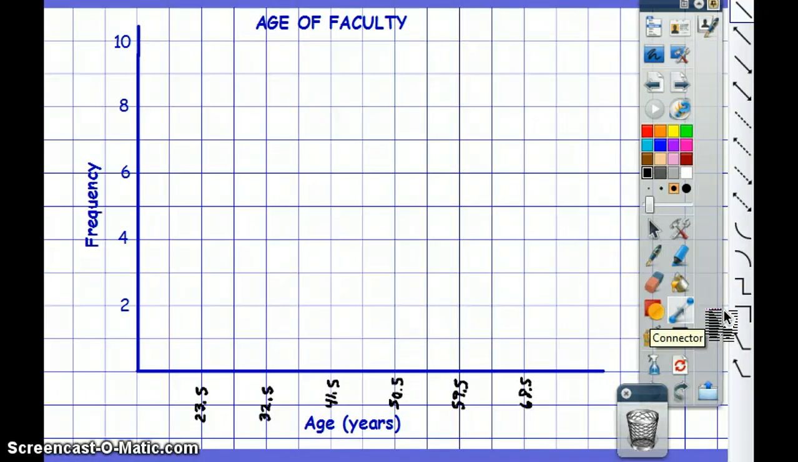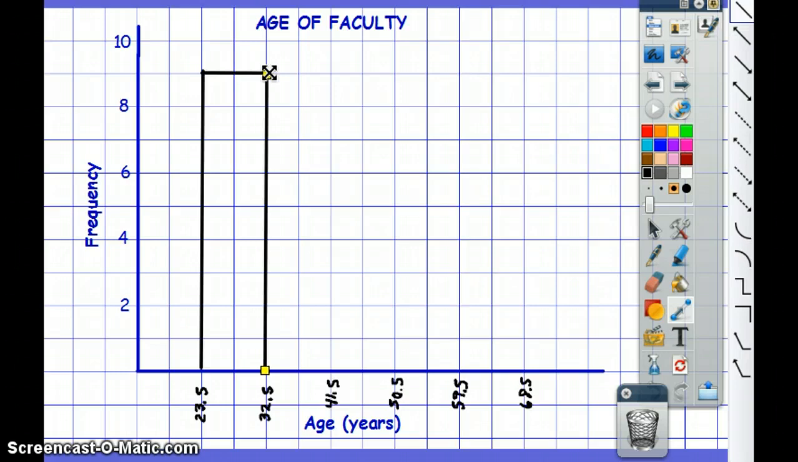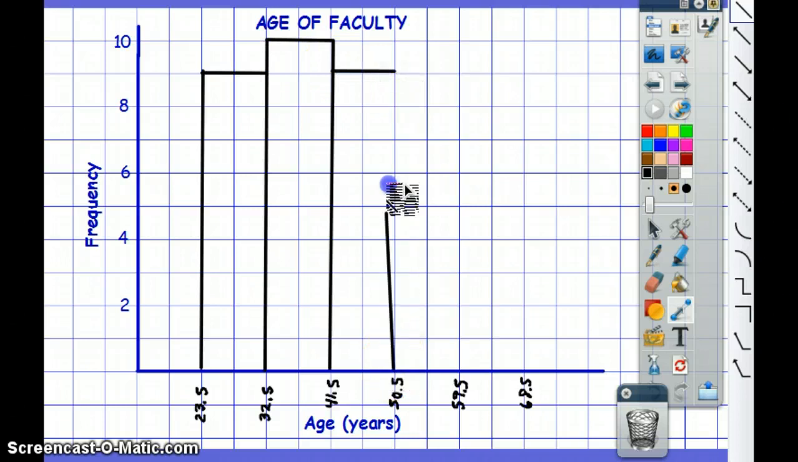Okay, so now to create the actual graph, I know that this goes up to 9 right here. There are 9 people within this age range. In my next age range, I have 10 professors. And then 9. And then there's that big drop of 4. And then I'm up to 8 for my last group.